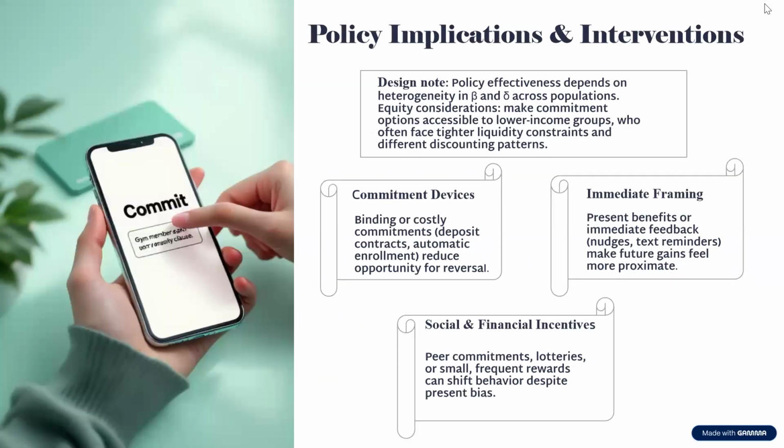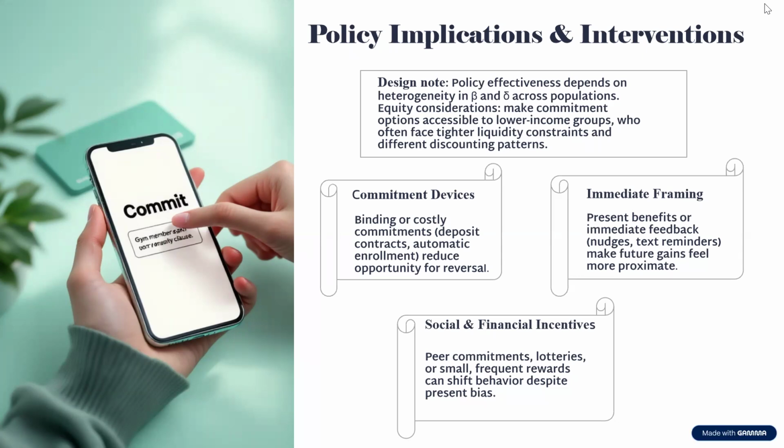Now we'll discuss policy implications and interventions. First, we'll look at the design note. Policy effectiveness depends on the heterogeneity in beta and delta across populations. Equity considerations: make commitment options accessible to lower income groups, who often face tighter liquidity constraints and different discounting patterns.